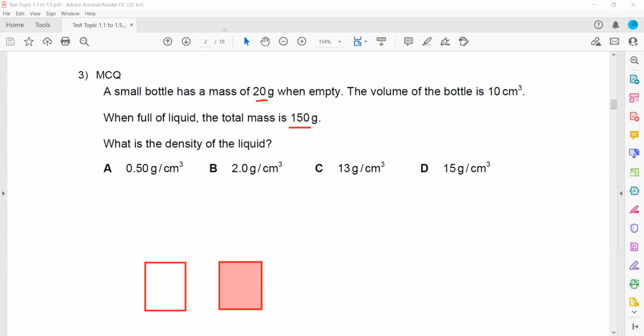So we want the density of the liquid. So the empty bottle is 20 gram and the filled bottle is 150 grams. So the difference, 150 minus 20, is equal to 130 gram. That's the mass. And we need the density. So to get the density, it is mass divided by volume. So 130 divided by 10, that is equal to 13 gram per centimeter cube.